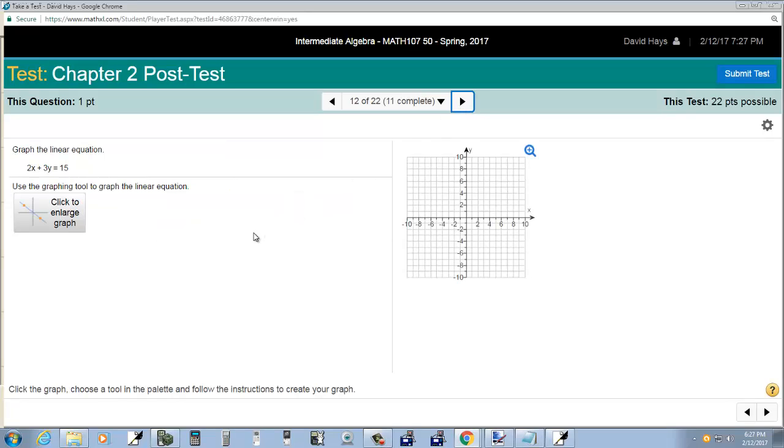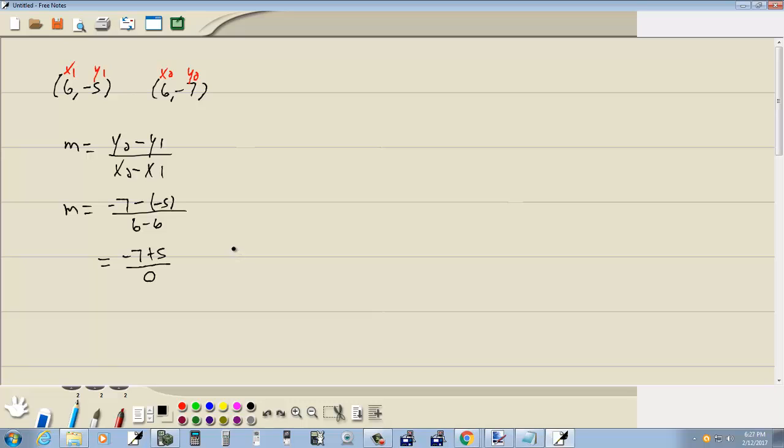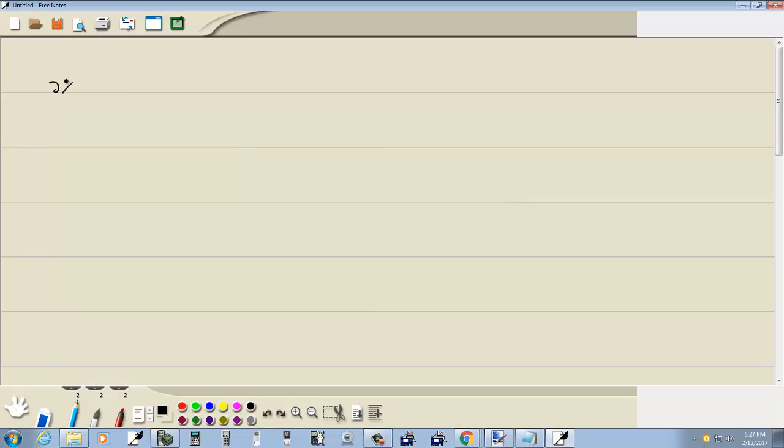Graph this linear equation. Let me clear this off. Got 2x plus 3y is equal to 15. Different ways you can graph this. I'm going to show it on the graphing calculator. If I take 2x over, it becomes a negative 2x. And then divide everything by 3. This puts it in the slope-intercept form. And actually, whether you're doing it by hand or whether you're using a calculator, that makes it easier. Now you got y is equal to negative 2/3 x plus 5.